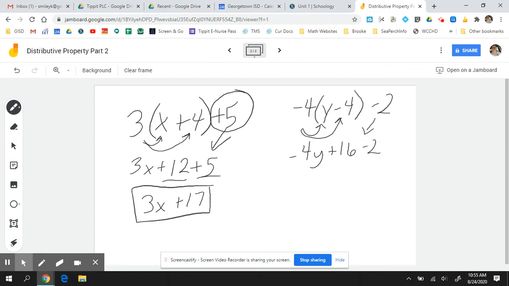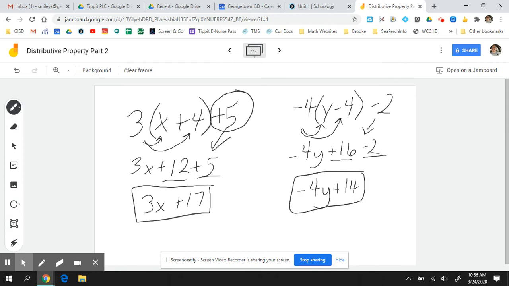If I'm going too fast, please push pause. Write it down. Solve it. Check if you did it right. So I'm going to combine these last two. Positive 16 minus 2. I'm going to bring down my negative 4y because it can't combine with anything. And my answer is negative 4y plus 14.